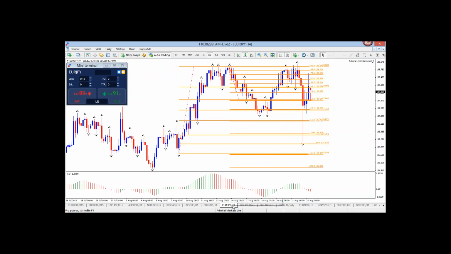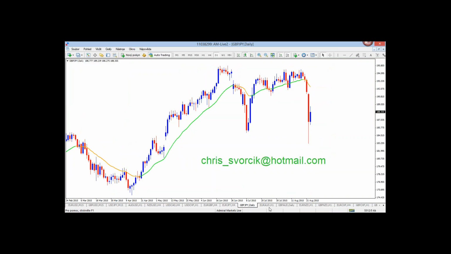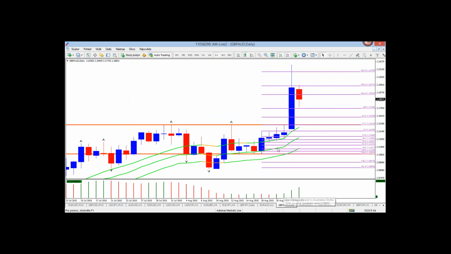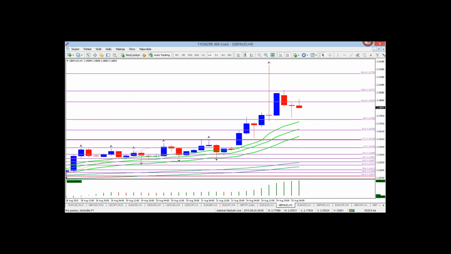Euro yen, ooh, massive whipsaws here. Stopped at the 88.6 fib after failing to break the top here. But this was really a wild ride. Stopped at the 23, 38, stopped at the 50, and then this fib. Pound yen fell a lot. Pound Aussie accelerated as well. It's a bit of a difficult market.